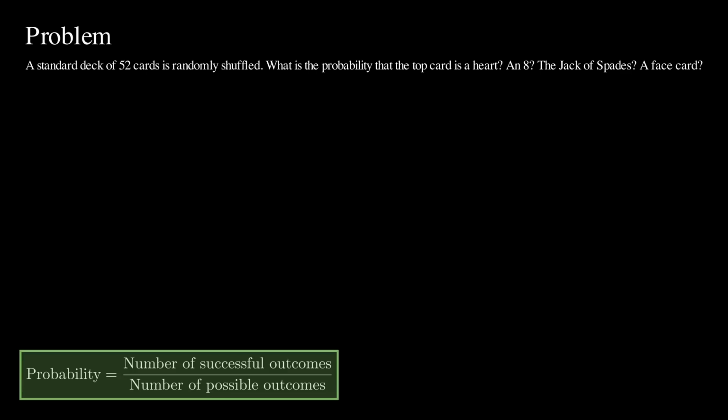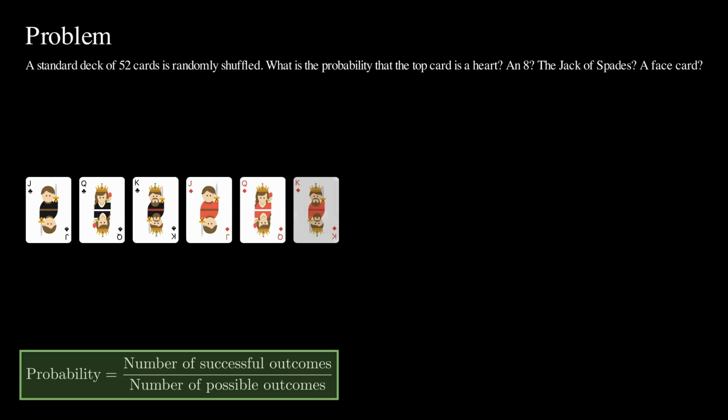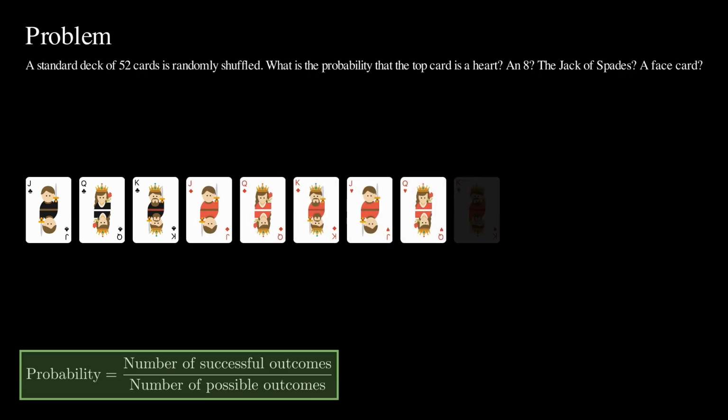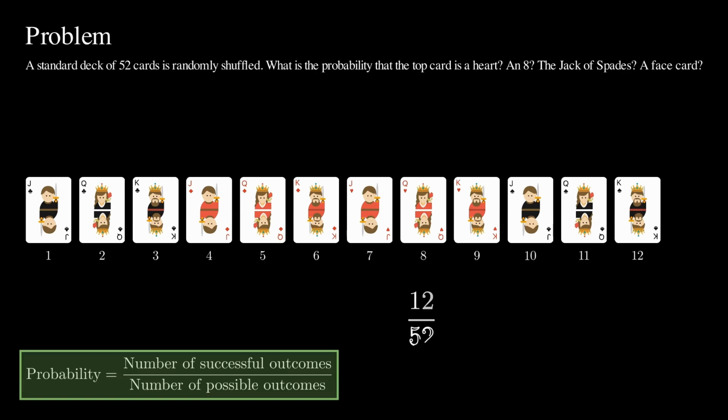Finally, calculating the probability that the top card is a face card. For those who don't know, the definition of a face card is a jack, queen, or king. Anyways, as usual, we start by asking ourselves the total number of possible outcomes. That's still 52. As for successful outcomes, let's lay them all out. Now if we do that, we can see we have 4 jacks, 4 queens, and 4 kings, so that's 12 cards. This means the total probability is 12 over 52, which reduces to a final probability of 3 over 13.